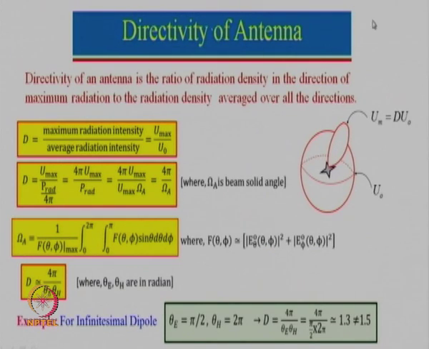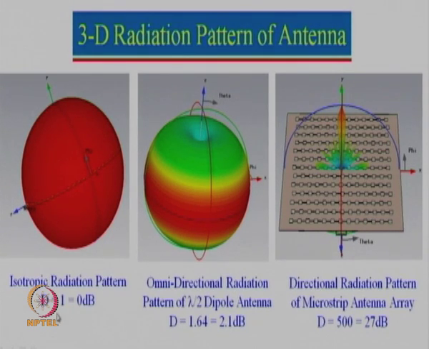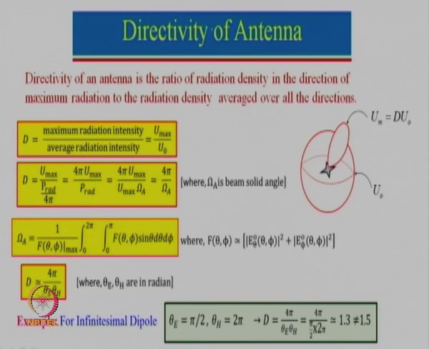Then let us define directivity. We just looked at three directivity examples: directivity is 1, directivity is 1.64, directivity is 500. So, what is really directivity? How do we define it? The basic definition is that the directivity of the antenna is the ratio of radiation density in the direction of maximum radiation. Please note, it is the direction of maximum radiation.